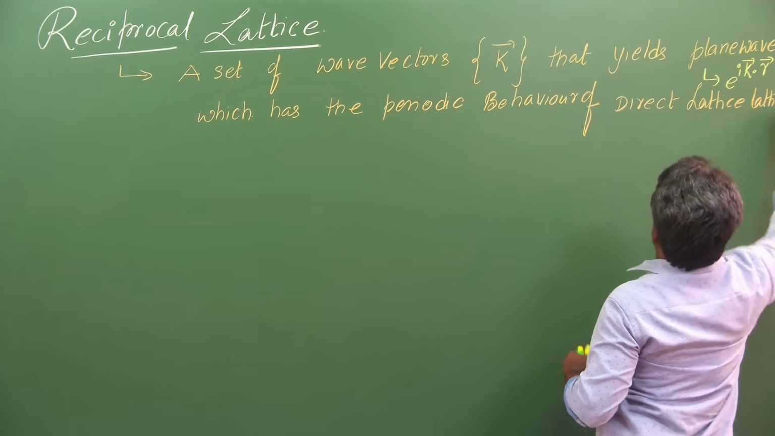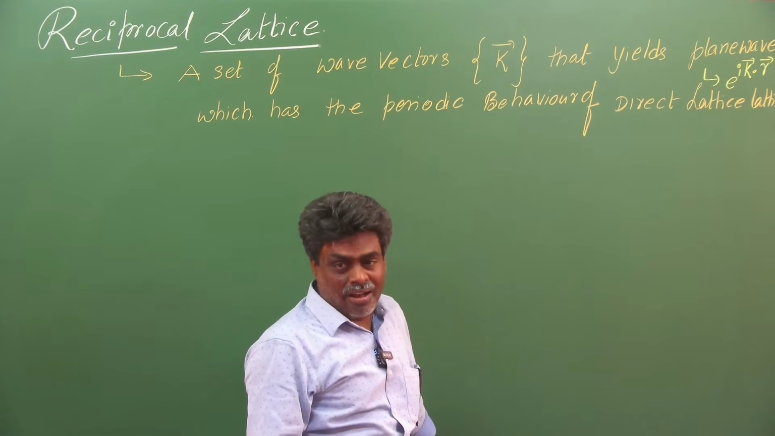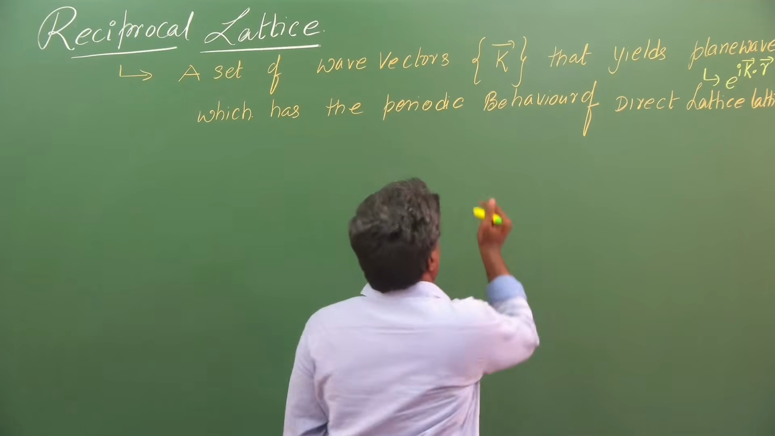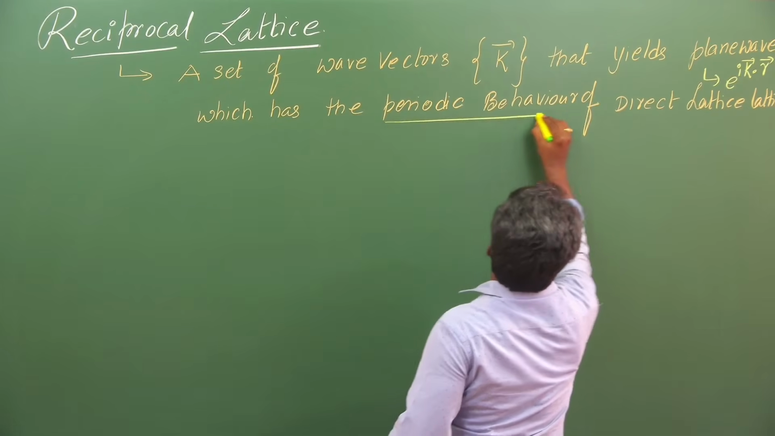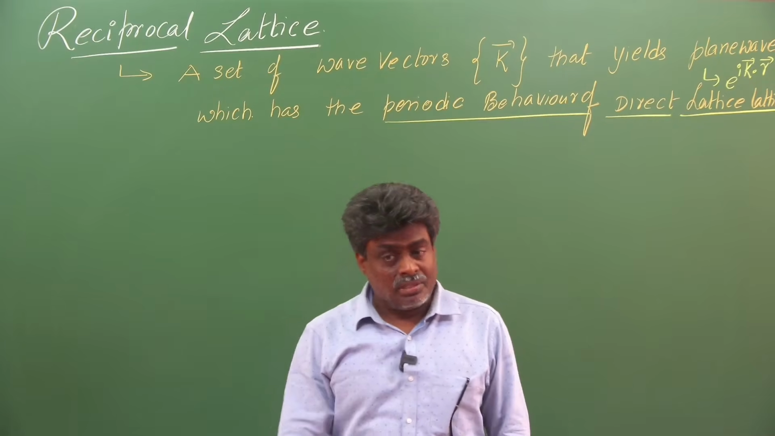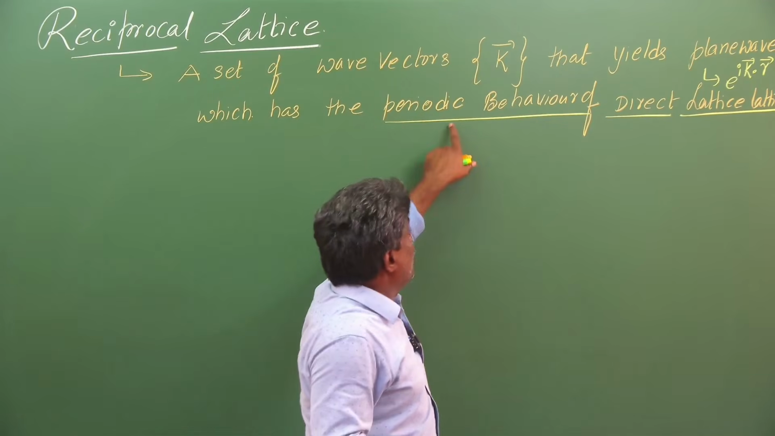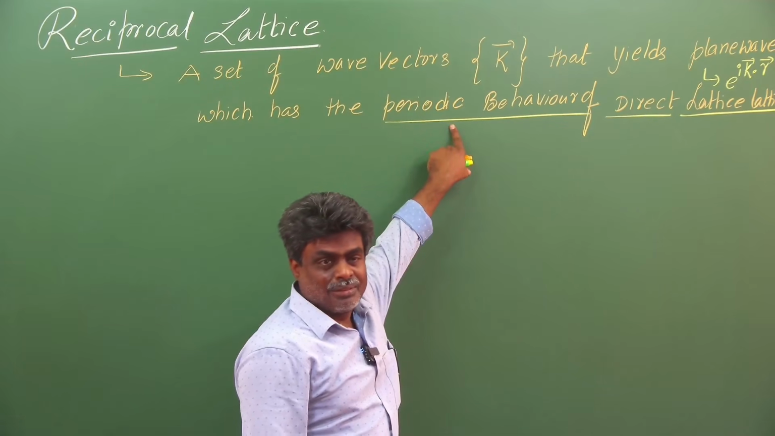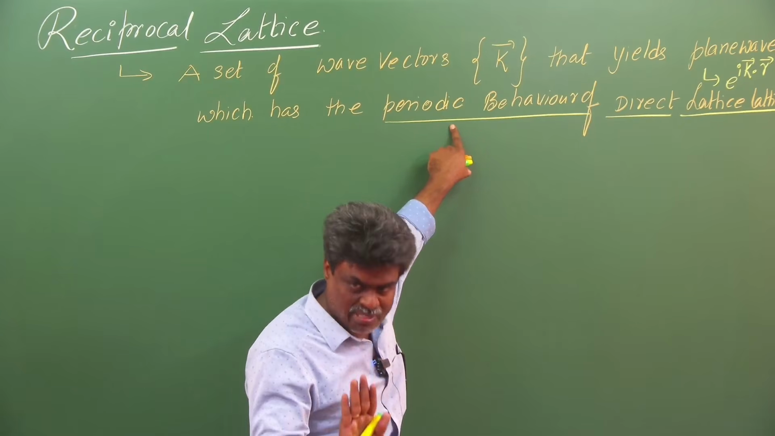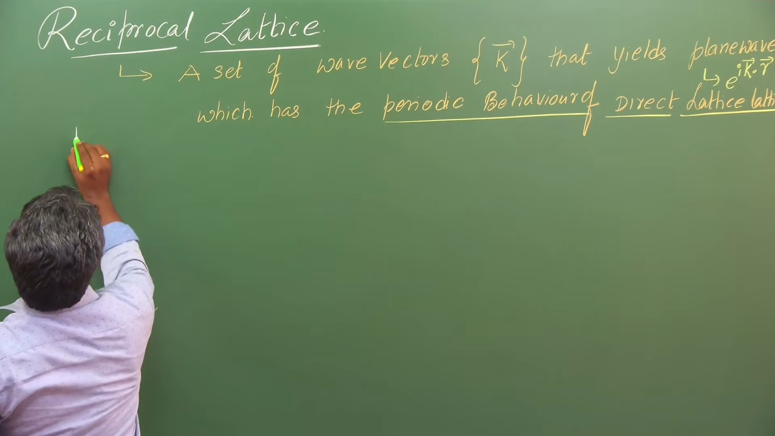This is very crucial. Simply writing e power i k bar dot r bar, or simply representing with a k bar, is not enough; it should satisfy some translation symmetry. That translation symmetry is giving you what? Periodic behavior. So the wave vector should have that periodic behavior. I will explain what that is. Just wait.